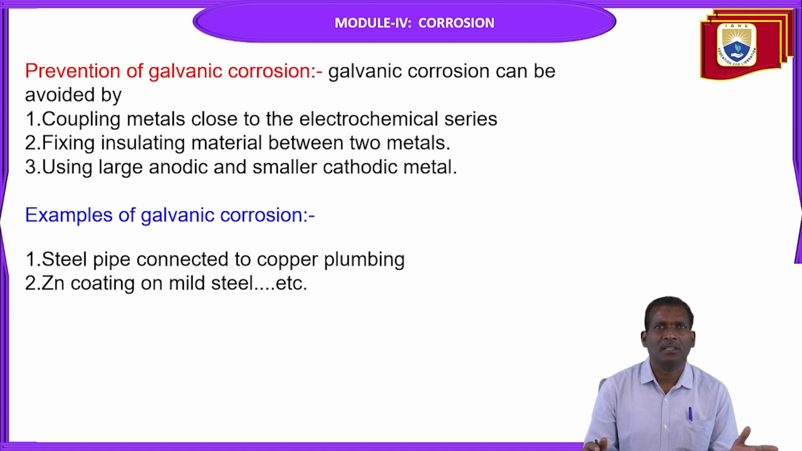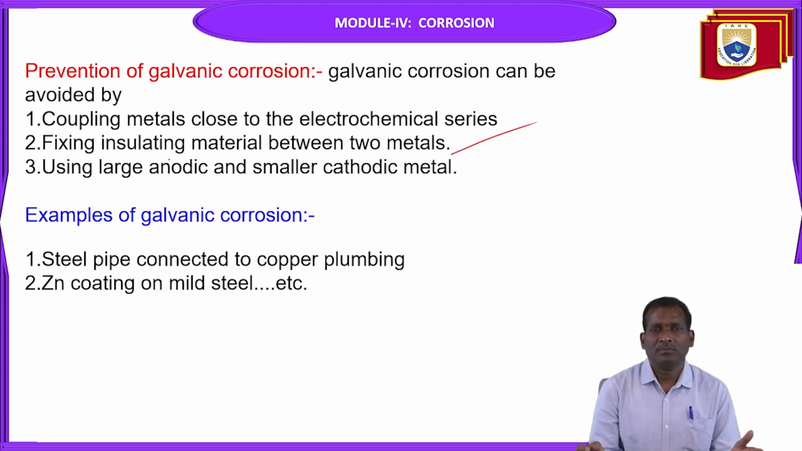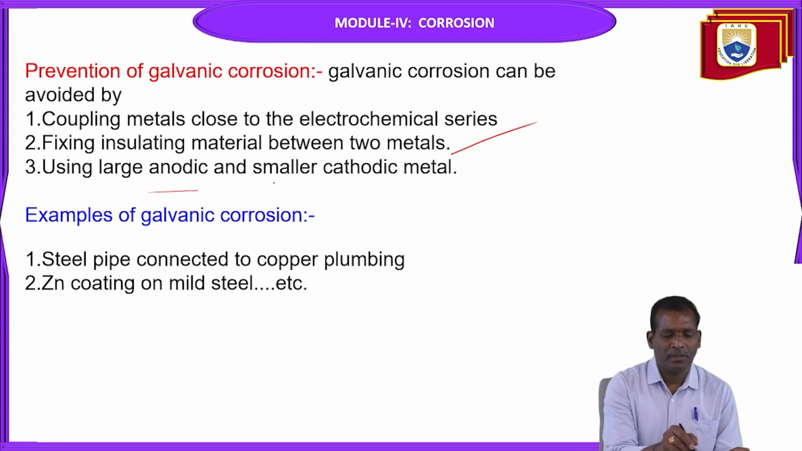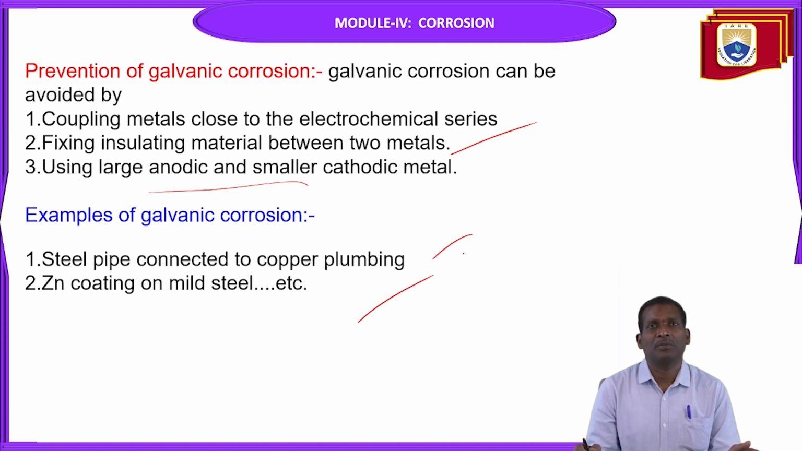Next, fixing insulating materials between two metals. By fixing insulating materials between these two metals, you can avoid this type of corrosion. Another way is using a large anodic and a smaller cathodic metal. Examples of galvanic corrosion are a steel pipe connected to copper plumbing, zinc coating on mild steel, etc.